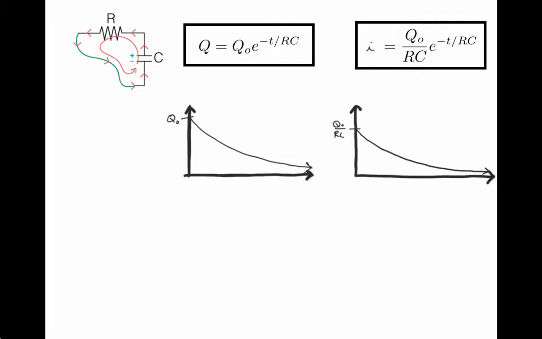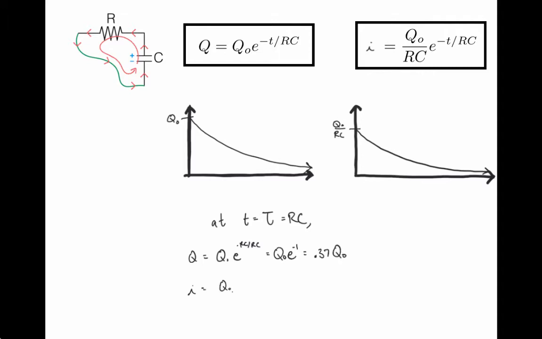Let's see what happens to charge and current after one time constant. So at t is equal to tau is equal to RC, we have Q is equal to Q naught times e to the minus RC over RC, which is equal to Q naught times e to the minus 1, which is 0.37 times Q naught.